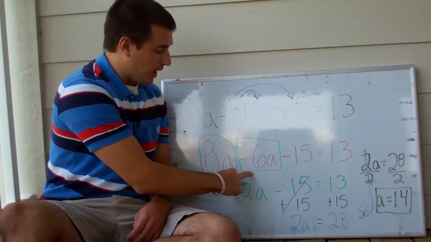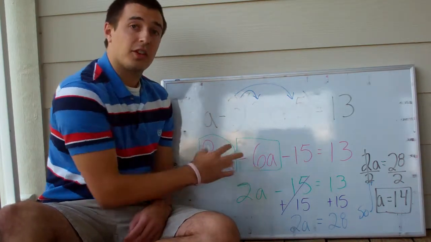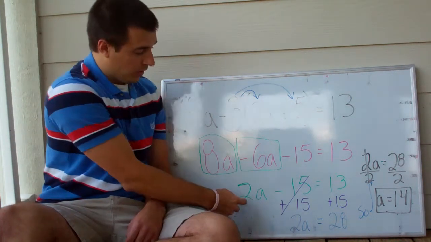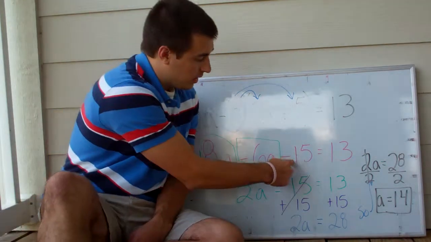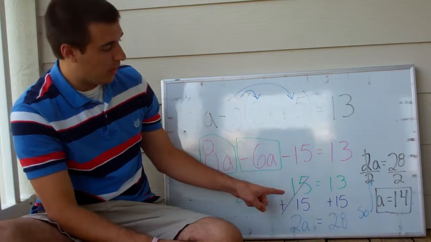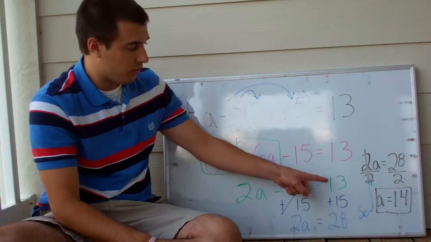Then we have to combine like terms. I drew squares around our a's because they're similar. So we have a positive 8 and a negative 6, which gives us a positive 2. And over here we still have negative 15 and 13, so we bring those down as well. At the next step we have 2a minus 15 equals 13.